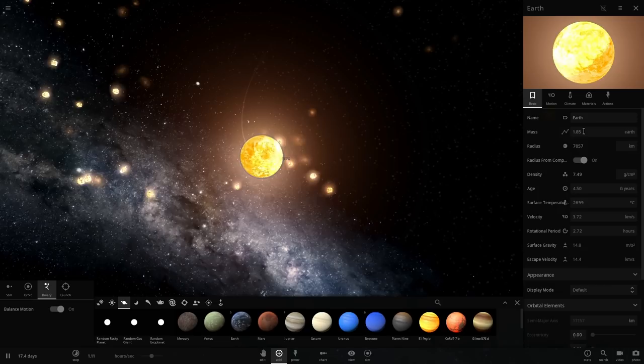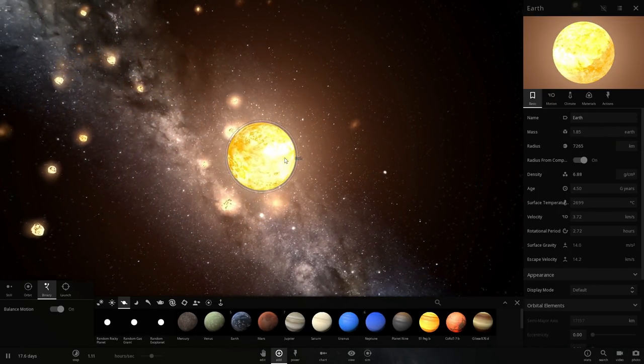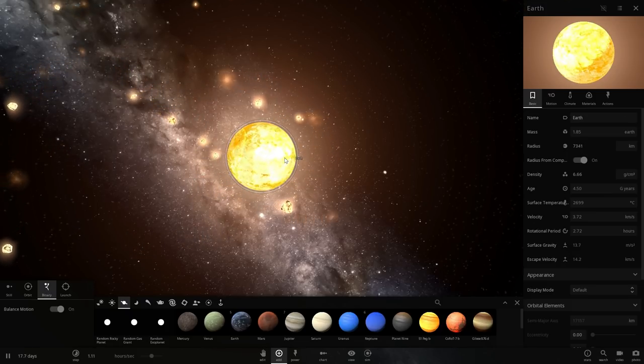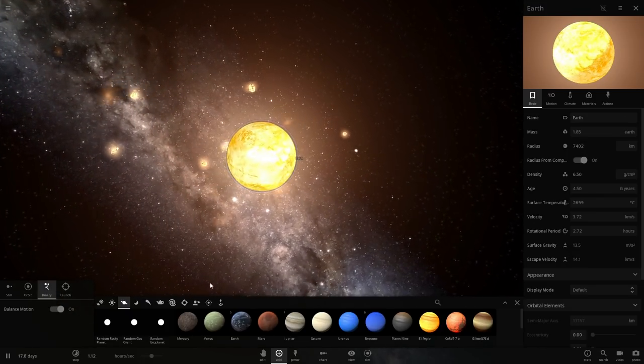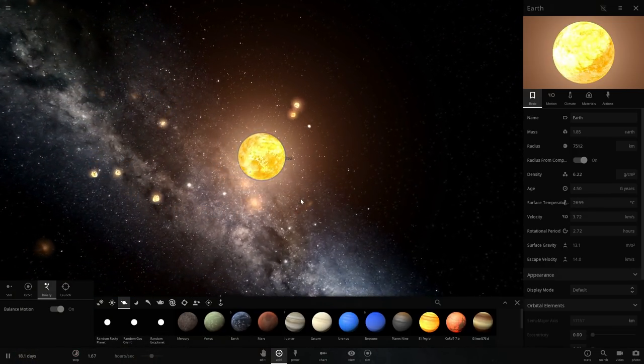All right, so Earth right now is about 1.85 masses of Earth. Not exactly perfect, because if you were to combine all terrestrial planets together, it would probably be a little bit more massive than that, but yeah, that's okay for now. Let's go with the gas giants.